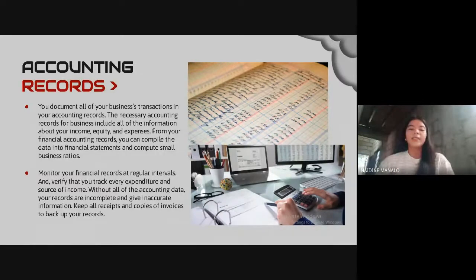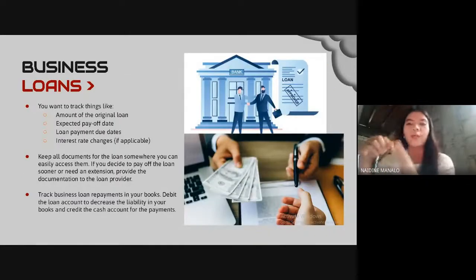And number 3, the business loans documents. Sabi dito, tracking your loan is crucial. You want to track things just like amount of the original loan, loan approval date, disbursement date, expected payoff date, loan payment due dates, and also the interest rate changes if applicable.